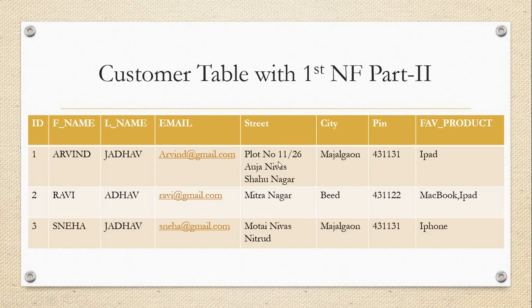Secondly, we faced the problem of address. The data was not in unique, atomic format, so we segregated that data into 3 different attributes: street, city and pin. Later on, the favorite product problem is there. Why? Because the values are not atomic. Ravi has 2 different favorite products: MacBook is a favorite product, and he also has an iPad as a favorite product. Now if you try to delete the iPad, the whole record will be deleted, and that is not good for us. So that means this favorite product will be divided into 2 parts, like favorite product 1 and favorite product 2.